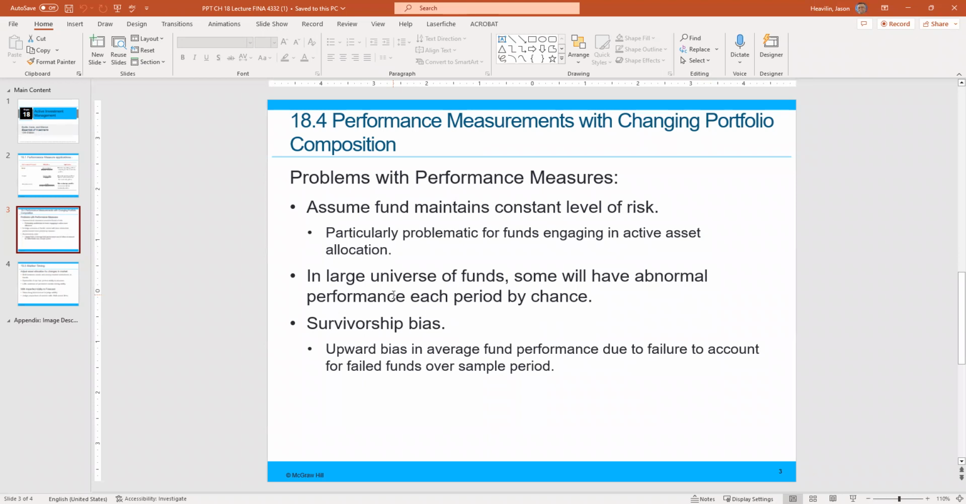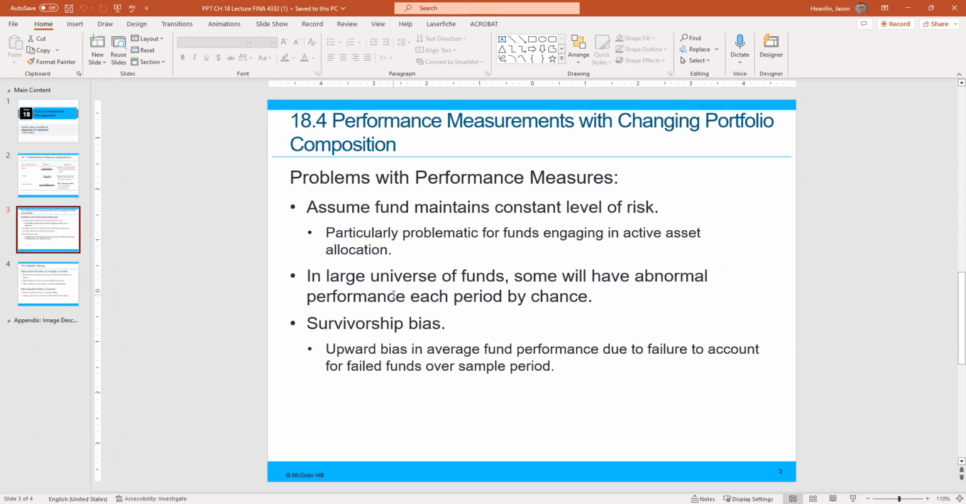It assumes the fund maintains a constant level of risk. While you may calculate average standard deviation, the truth is that returns go up and down, standard deviation goes up and down, and betas change a little bit here and there too. So there is an assumption that the standard deviation, the beta, or the tracking error is going to stay constant. This is particularly problematic for funds engaging in active asset allocation. The more you change things, the more you move things, the more those levels of risk are going to change. In a large universe of funds, some will have abnormal performance each period by chance.